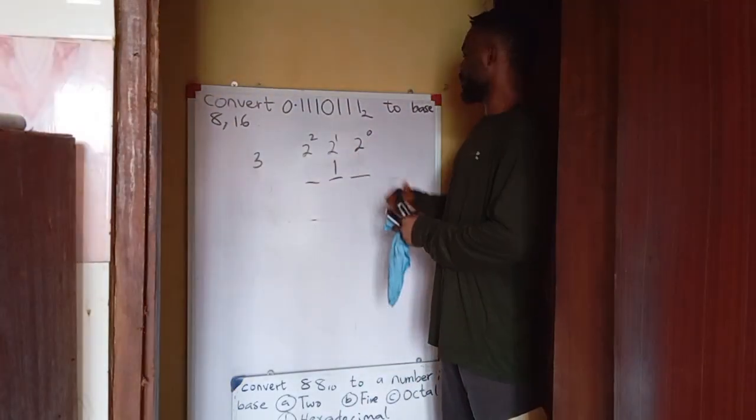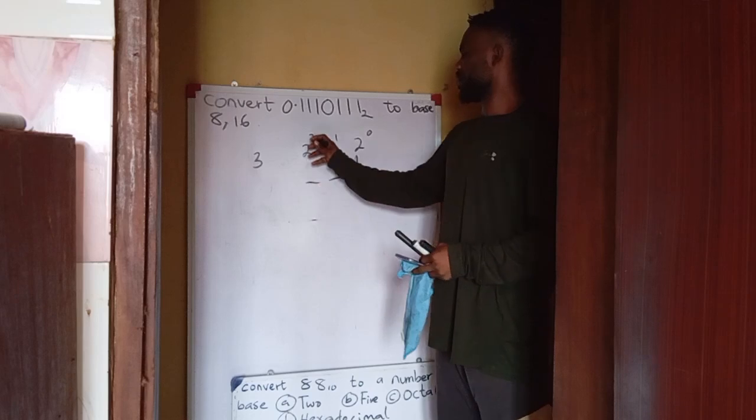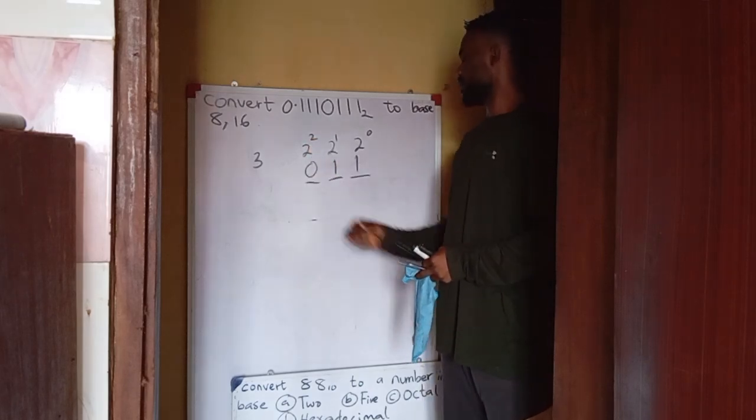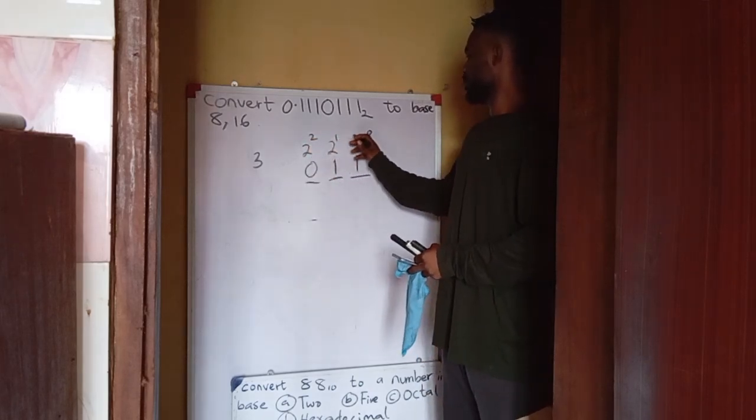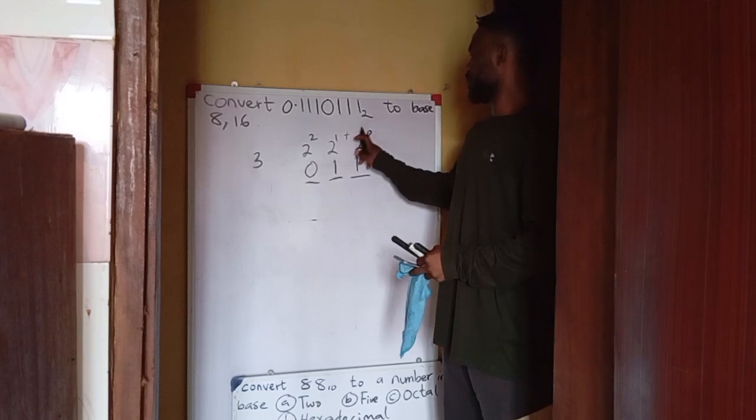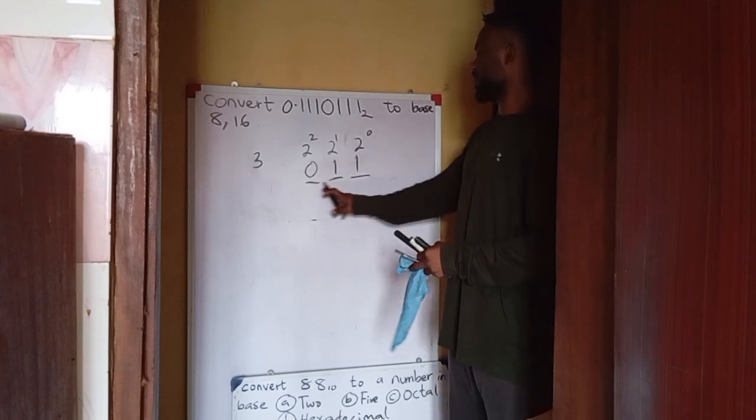So 2 raised to power 0 is 1. 2 raised to power 2 is more than 3, so 0. So this means 2 plus 1, which gives me 3. So this is how you place it in binary.